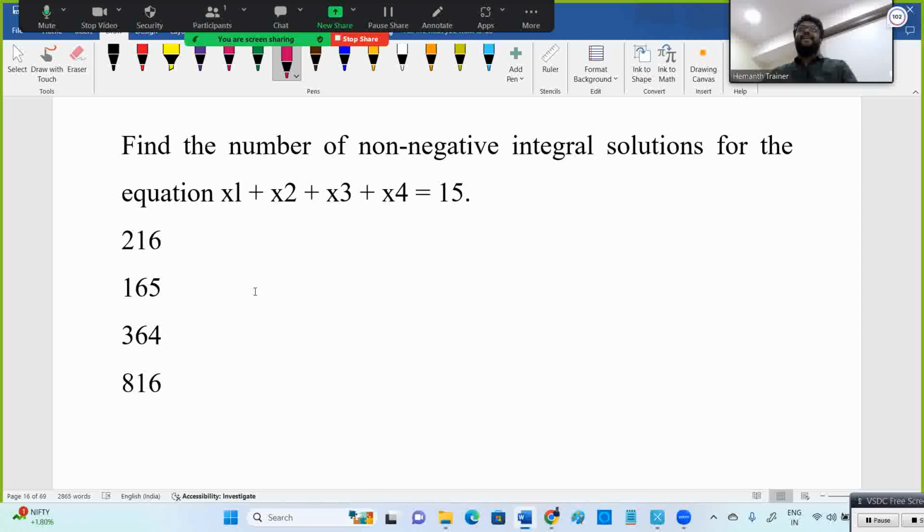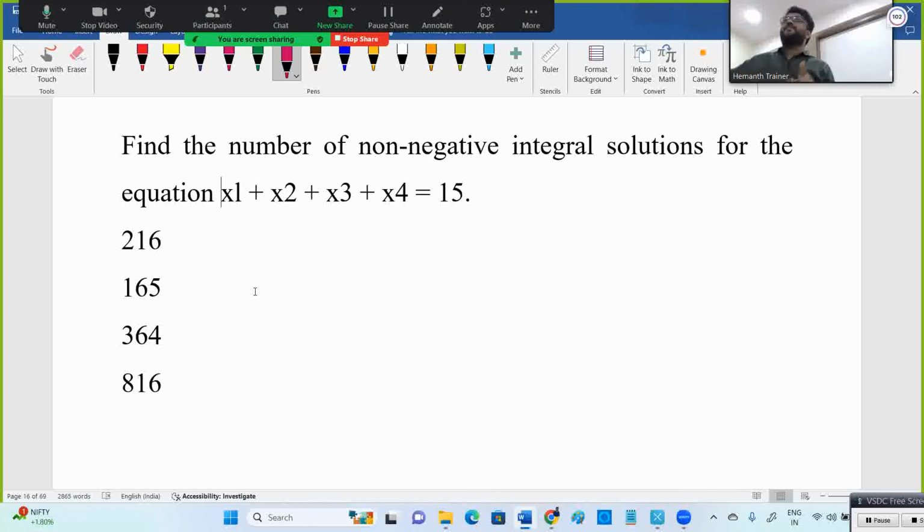Non-negative starts from 0, positive starts from 1. Positive integers and non-negative integers are different. A non-negative integer starts from 0. A positive integer starts from 1, 2, 3, 4. 0 is neither positive nor negative. So there is a difference. For this question, non-negative means your answer should be different, and positive means your answer should be different.